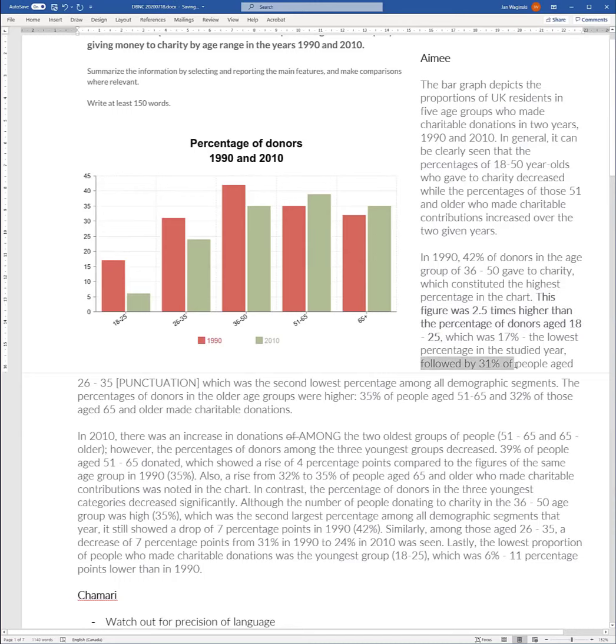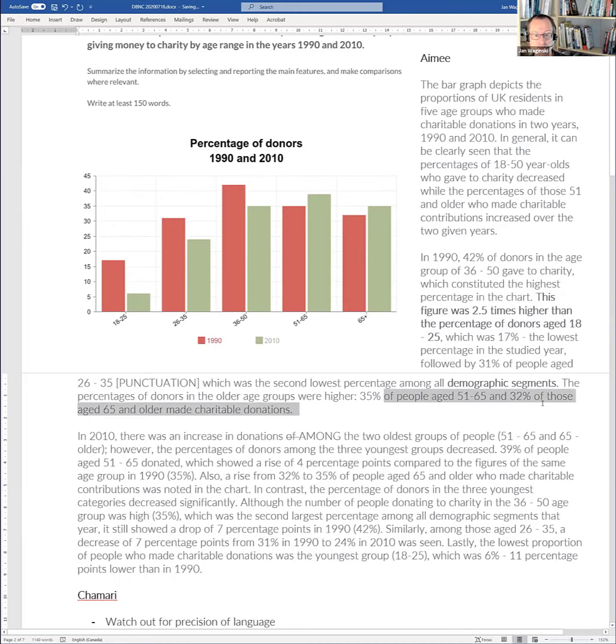This was followed by 31% of people aged 26 to 35, should be a comma, which was the second lowest percentage among all demographic segments. And if you're stuck for vocabulary to describe any of these groups, use demographic segments. That's a really good one. The percentages of donors in the older age groups were higher, 35% of people aged 51 to 65, and 32% of those aged 65 and older made charitable donations.